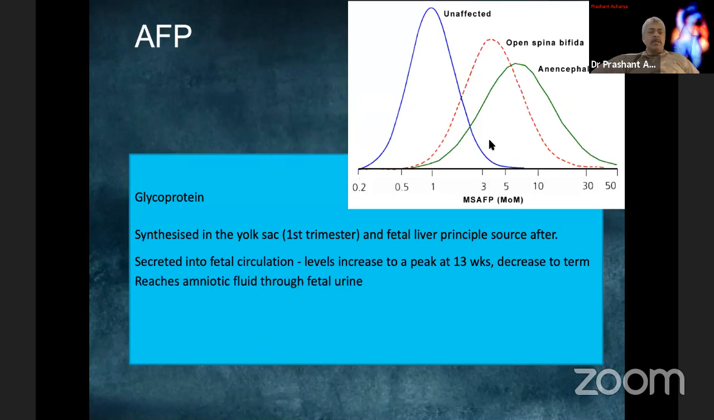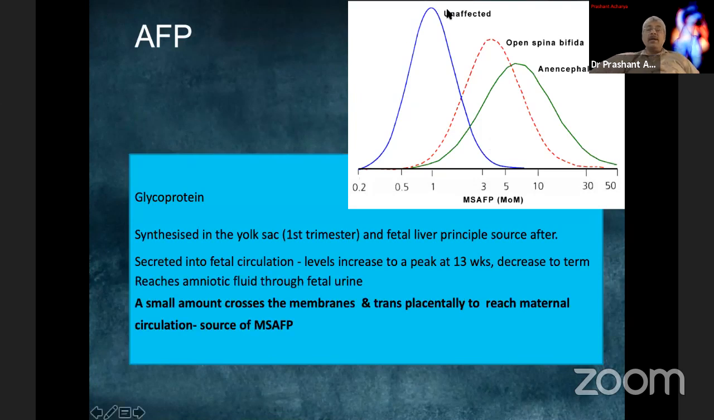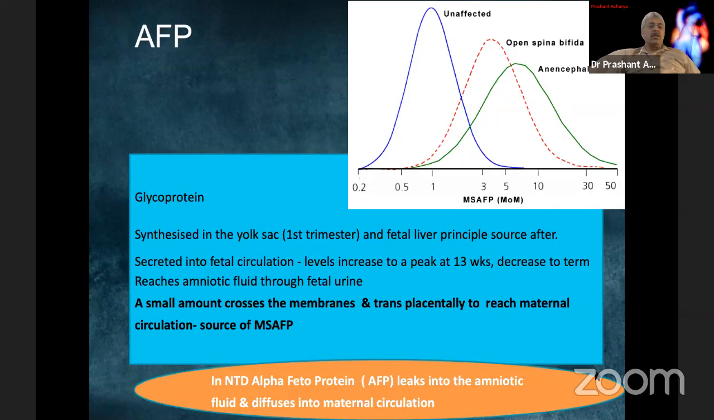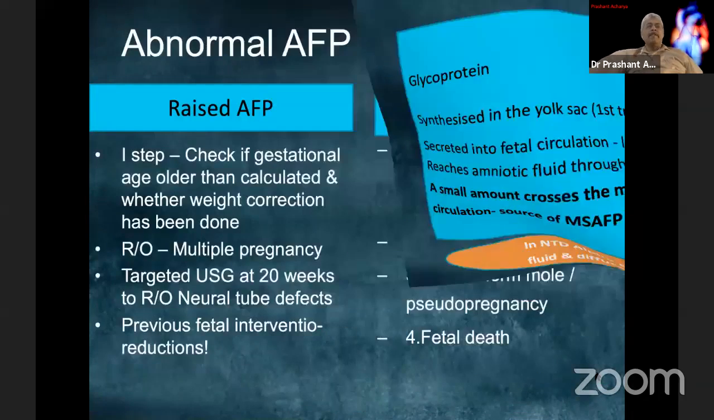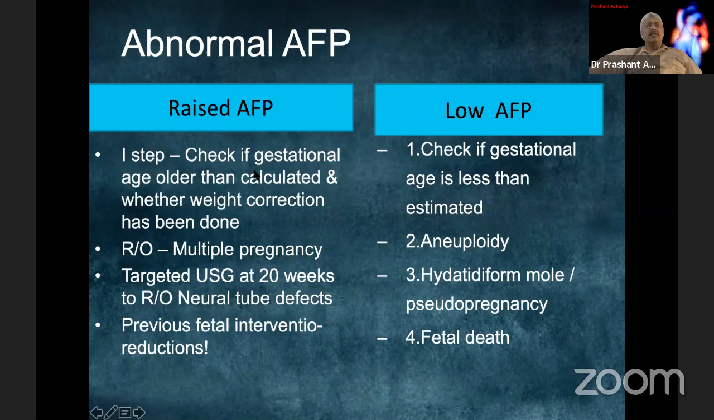Again, it's a glycoprotein, and unaffected pregnancies will have it, but with open spina bifida and anencephaly, it is going to go up in MoM values. So make sure that the higher the value, the more it is associated with CNS open neural tube defect. Abnormal alpha fetoprotein, if it is raised, check the gestational age, whether it is correct or not. Rule out multifetal pregnancy, rule out single fetal demise, rule out neural tube defect, and rule out previous fetal reductions. They all can increase alpha fetoprotein.